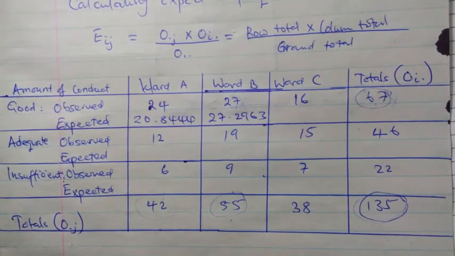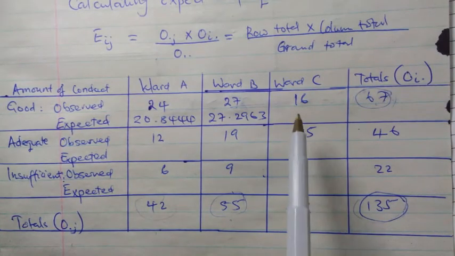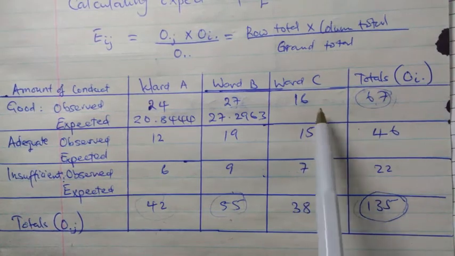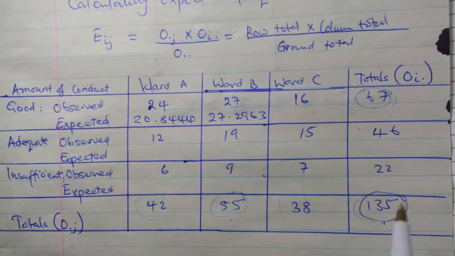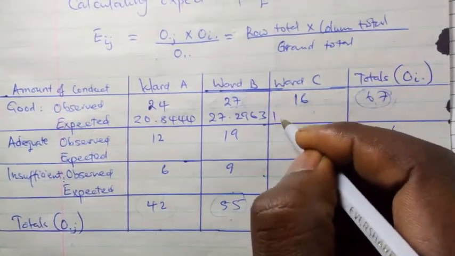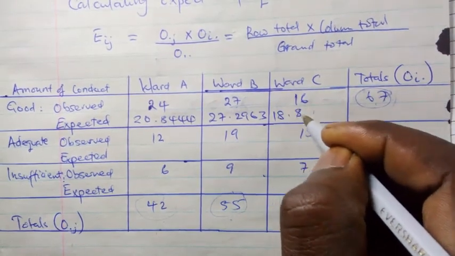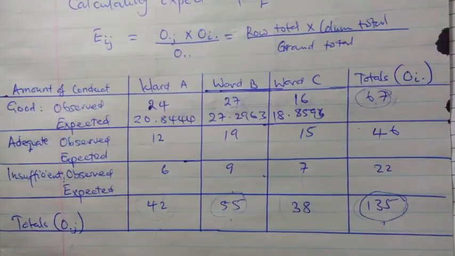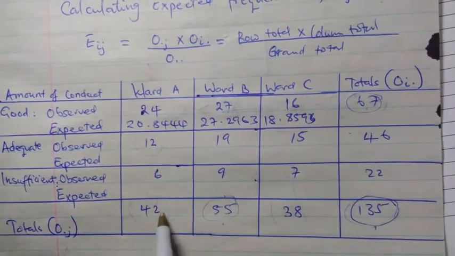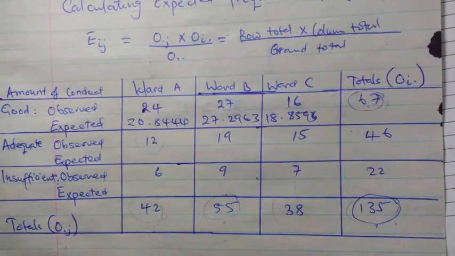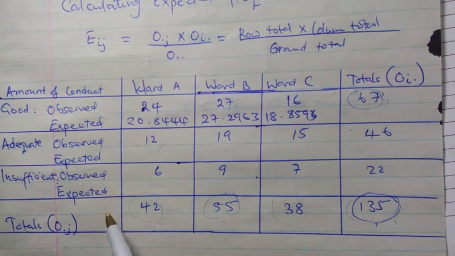Okay, we go on and do the same for the next cell. Here it will be 67 multiplied by 38 over 135. Doing that, I guess we are going to get 18.8593. Then you do the same for the next cells. For the next cell here, we are going to say 46 multiplied by 42, divided by 135, and then get the expected value.